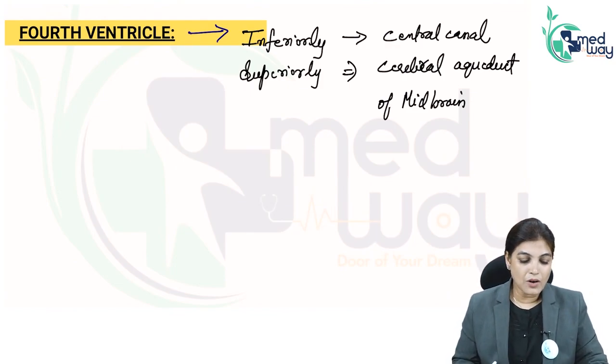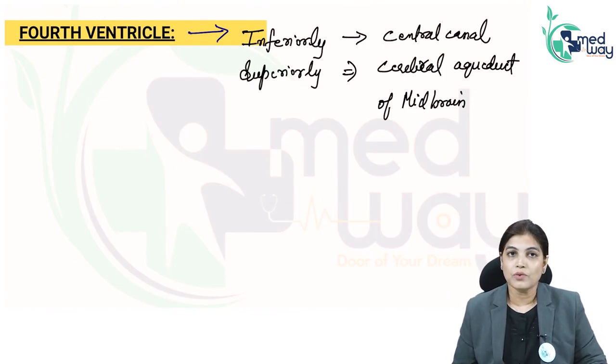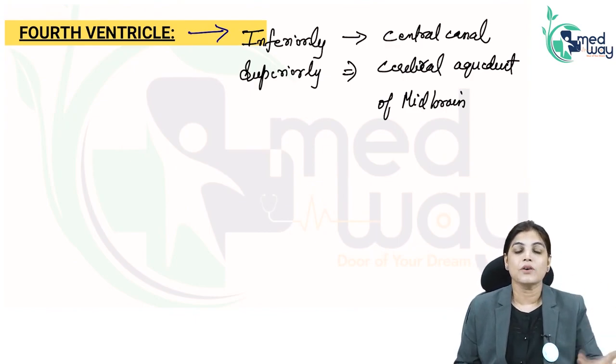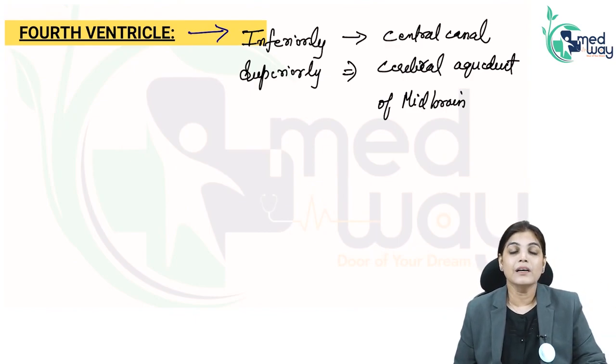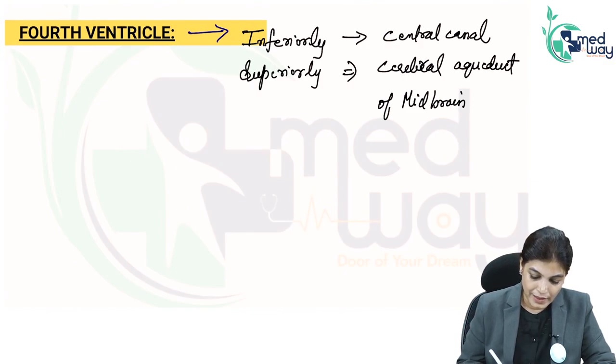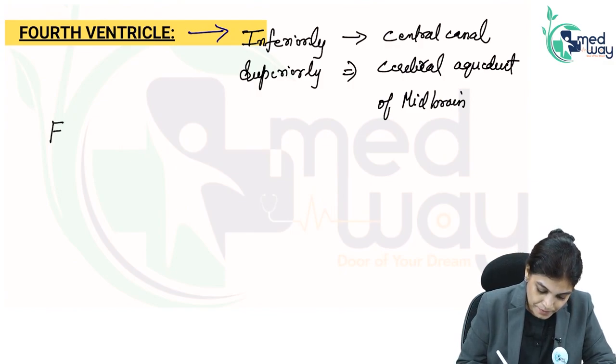So done with this. Now it's important to know the features of the fourth ventricle, the boundaries, the roof and the floor. One by one I am going into the details of each ventricle. Firstly I will describe the fourth ventricle, then the lateral ventricle and then the third ventricle. So features of the fourth ventricle. Let's talk about the features.